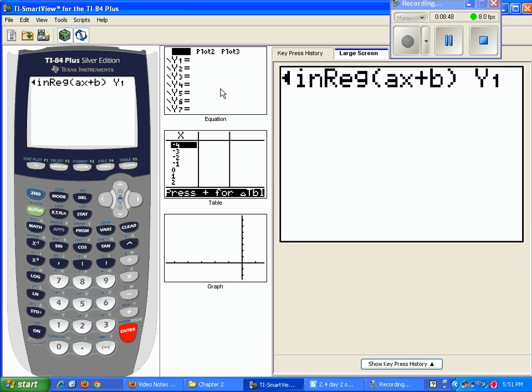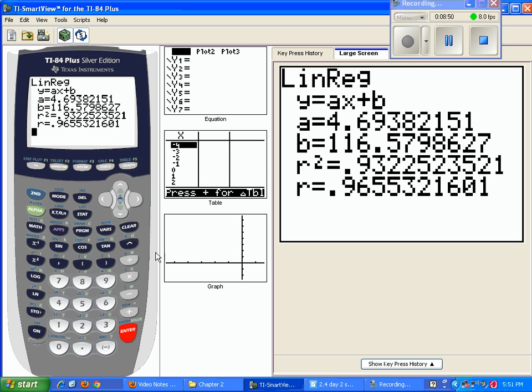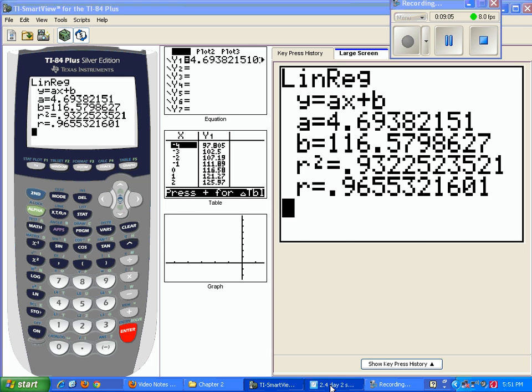And notice now, if I hit enter, I get the equation. And notice in my y equals, it came up with the equation here. So what I would do then on my paper is write this equation down. So I'm going to go back to my notes.